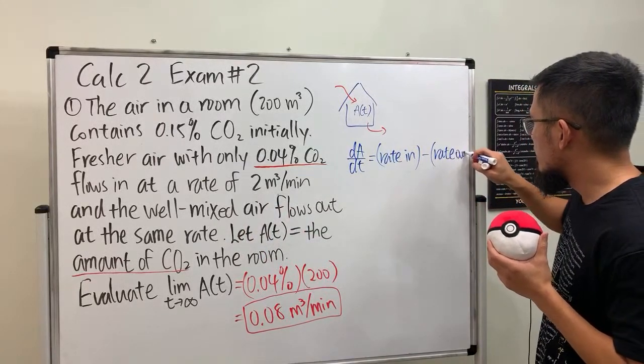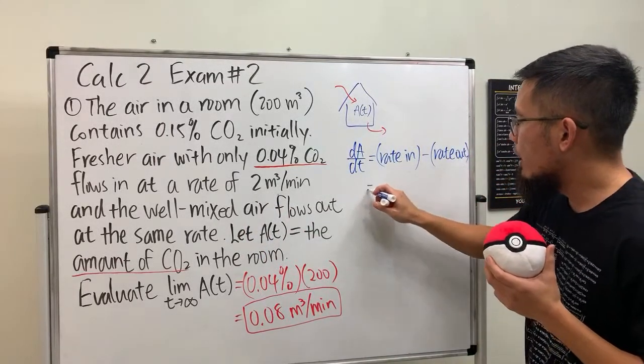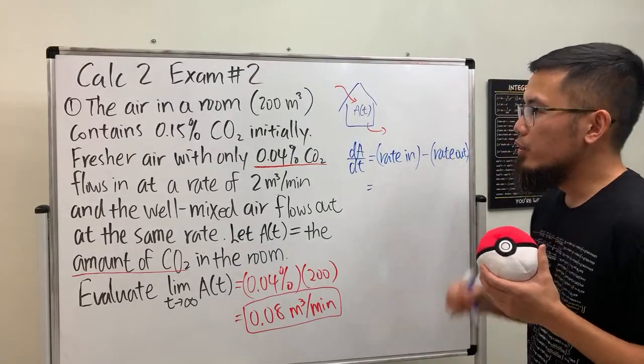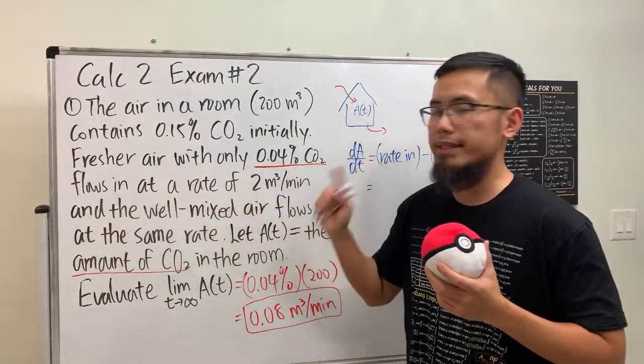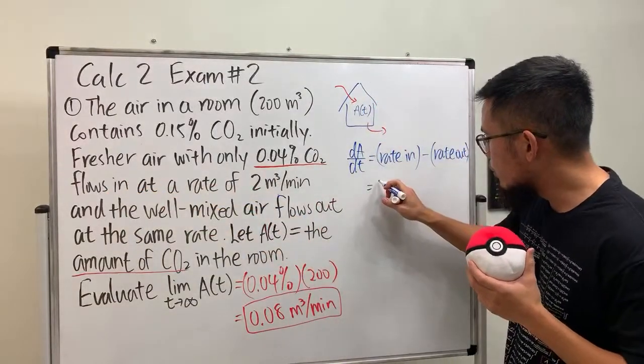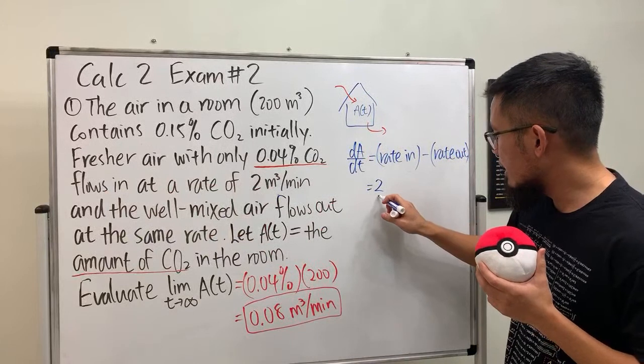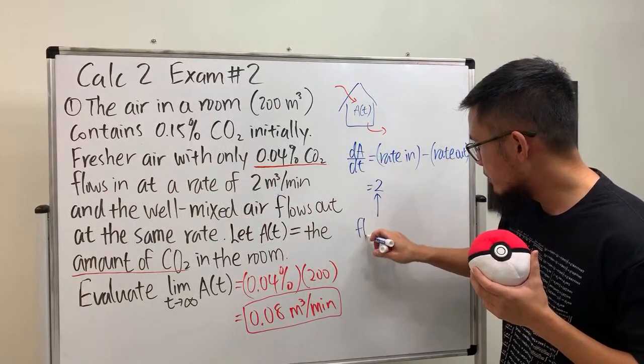Well, how do we calculate the rate in? Two things that you have to know. First, you have to know the flow-in rate, which is 2. So right here, I will just have to put down 2 right here. And again, this is the flow-in rate.